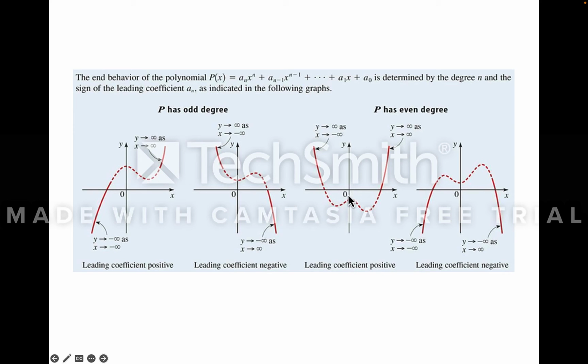If we have an even degree and the ends are going to go in the same direction, if the leading coefficient is positive, it's going to be where both ends go up. That corresponds right to what we were talking about with quadratics. For quadratics, if a is positive, and that's our leading coefficient, then it's going to open upward. So both ends will go up. If the leading coefficient is negative, both ends will go down.